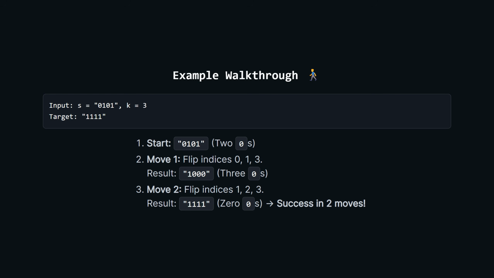We start with 0, 1, 0, 1, and our k value is 3. We want all ones. For our first move, we decide to flip the first, second, and fourth items. That leaves us with 1, 0, 0, 0. Now we have 3 zeros. But that's actually perfect, because for our second move we can just pick those exact 3 zeros, flip them, and boom, we have all ones. 2 moves is the minimum here.